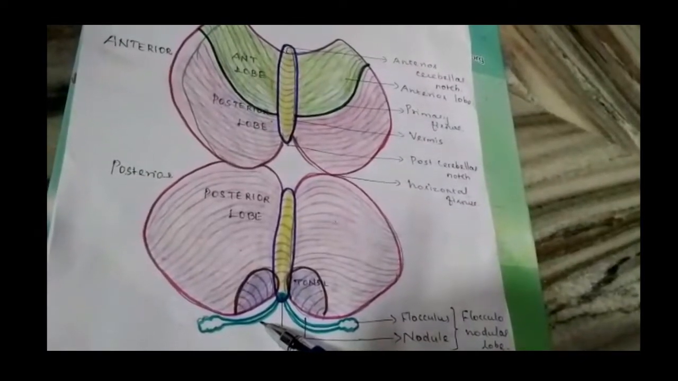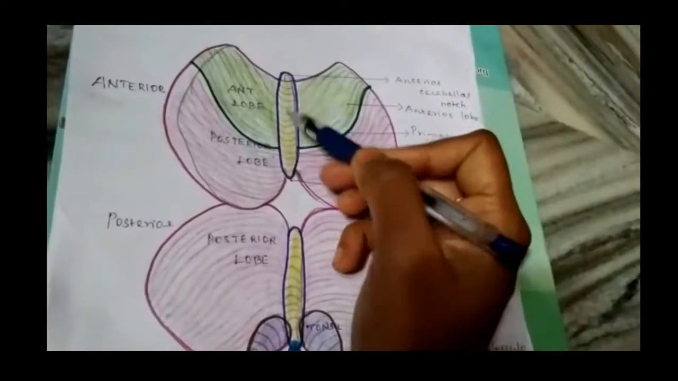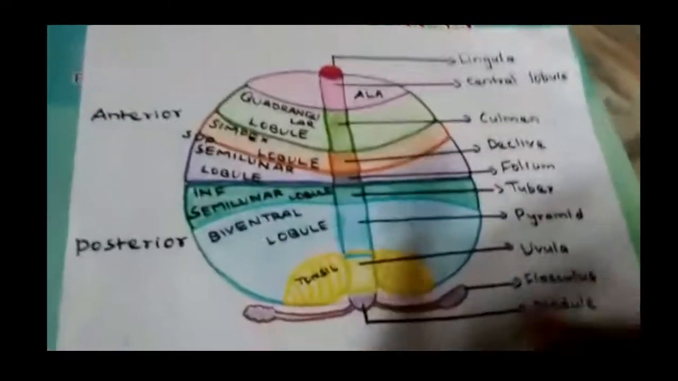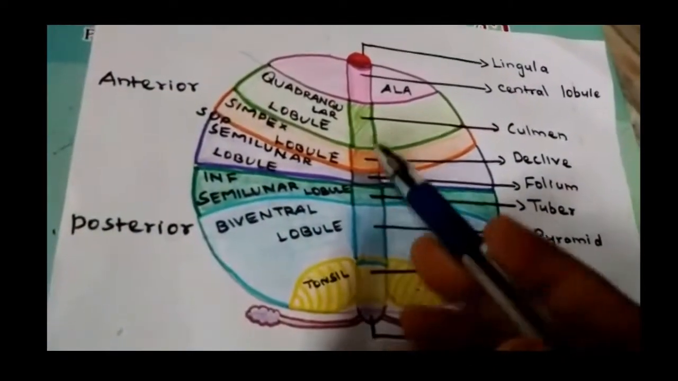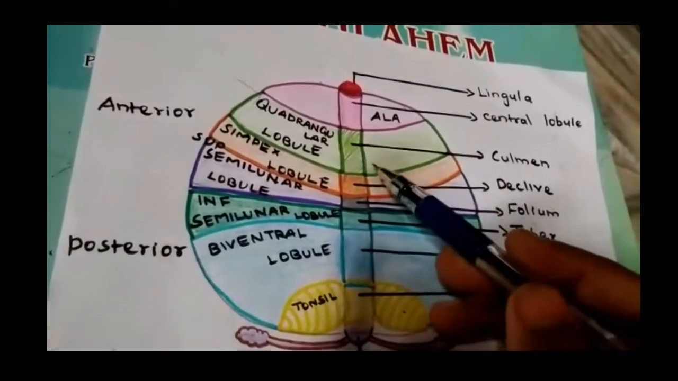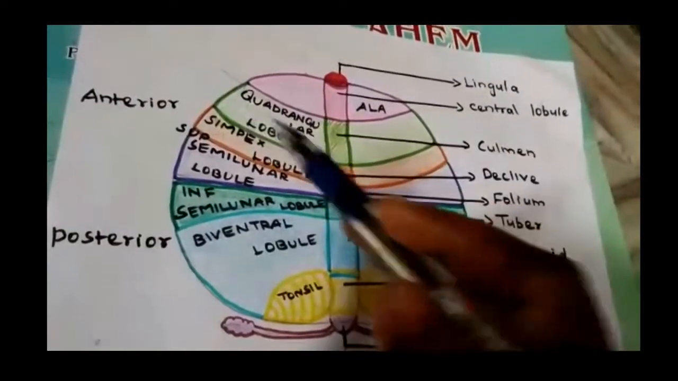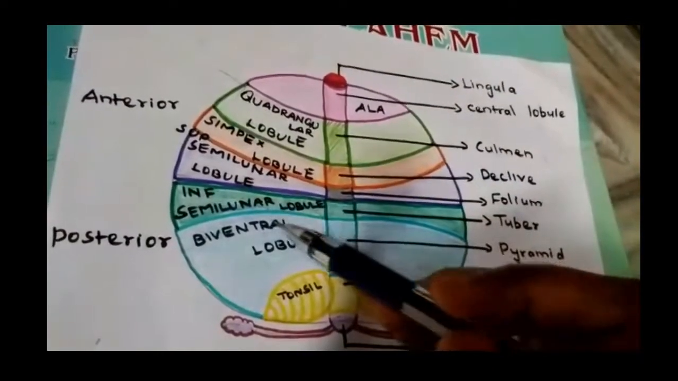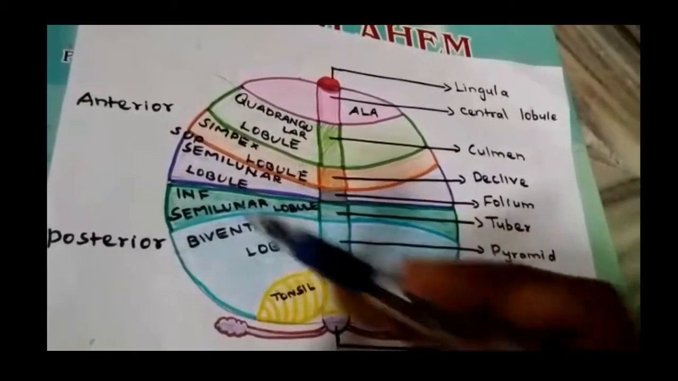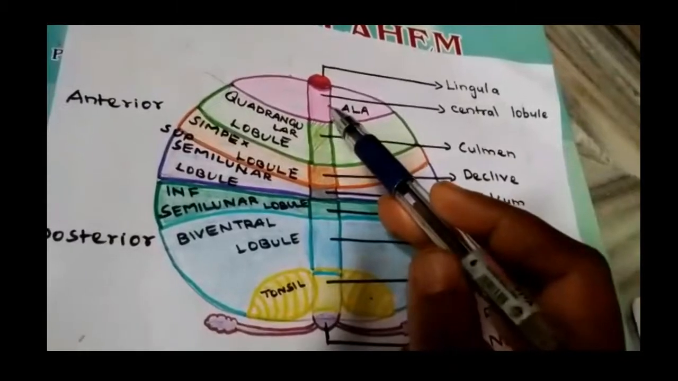Now let's see about the parts of the vermis. We have already learned this is the vermis. These are the parts of the vermis, and the vermis has many lateral extensions. These are the lateral extensions of the vermis, and they come under the subdivisions of the cerebellar hemispheres. First let's see only about the parts of the vermis.